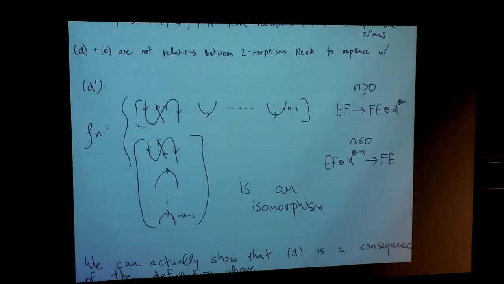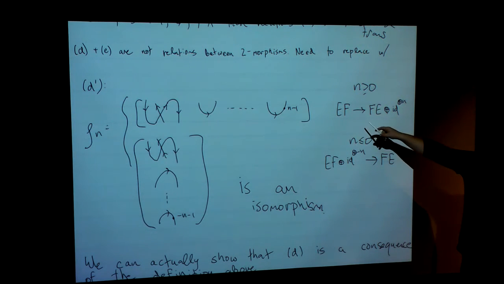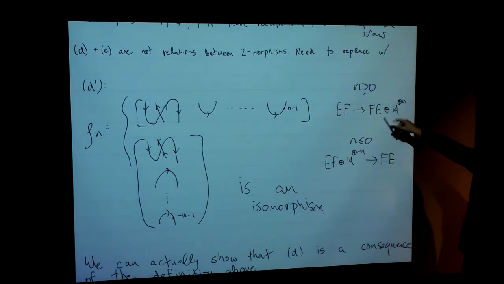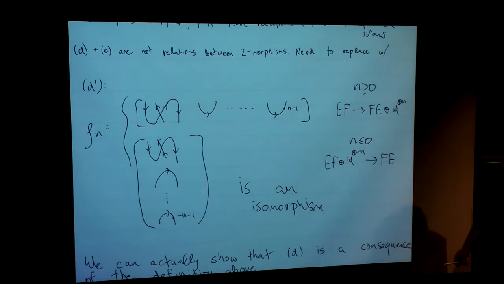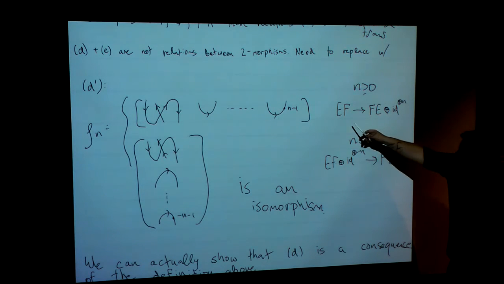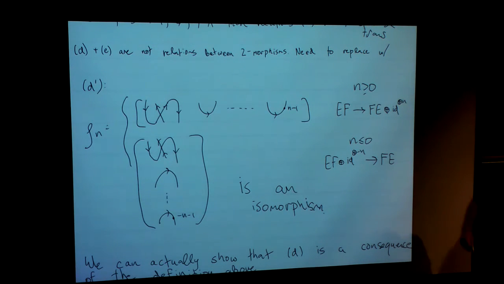And this is fixed by replacing D and E by another relation which does make sense 2-categorically, which John called P prime, which is I write down a particular map from EF to FE plus n copies of the identity. And what is it? Well, I have a map from EF to FE by taking the crossing and sticking on cup and cap.